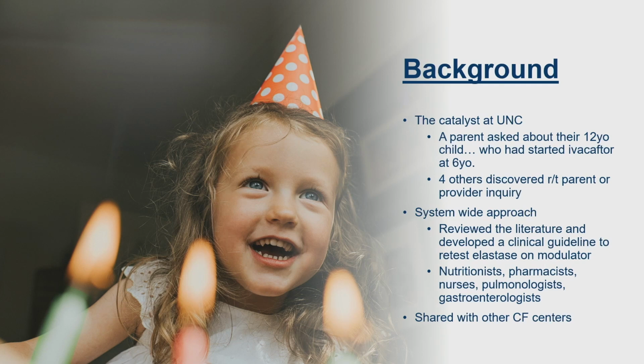So we checked her elastase. It was the first one at our center. She had become pancreatic sufficient with a value over 200 and came off of her enzymes. We subsequently found 4 other children at our center, either through a parent asking or provider asking that question. And then we said, okay, wait, we're probably missing some other kids here. So we really need a systematic method to test these children and their elastase values.